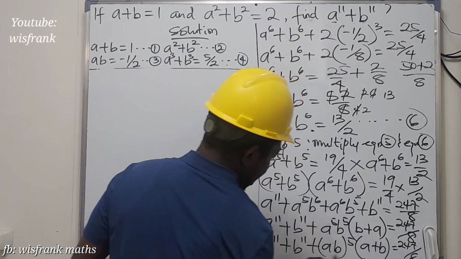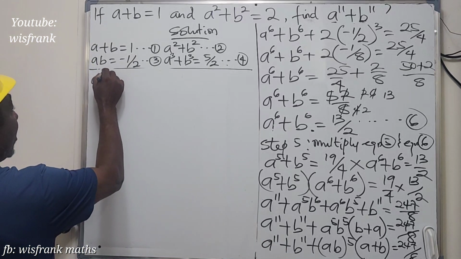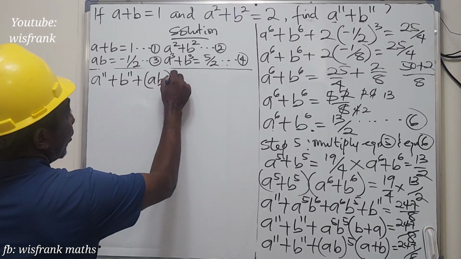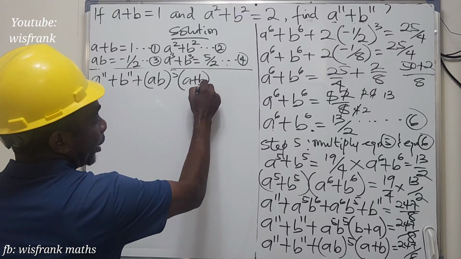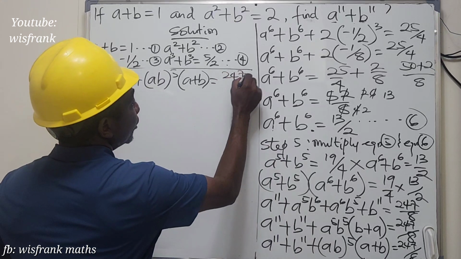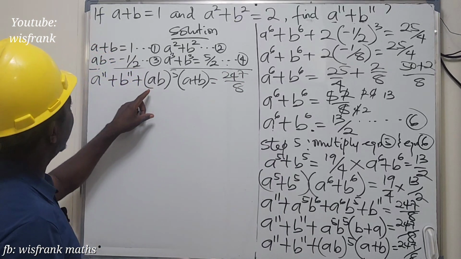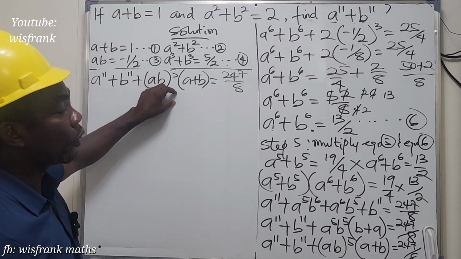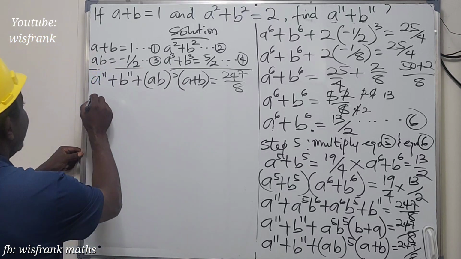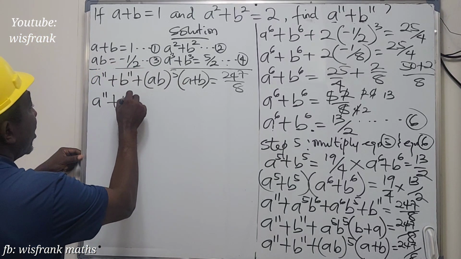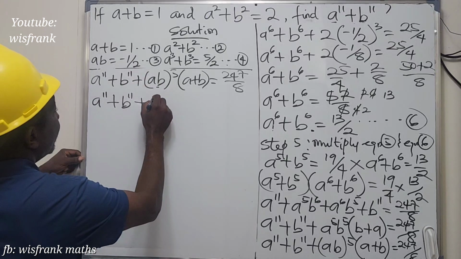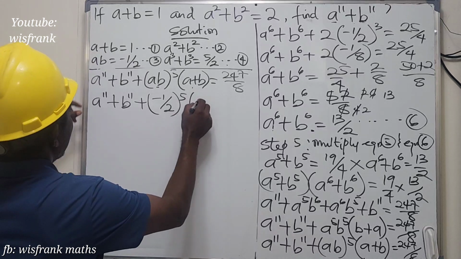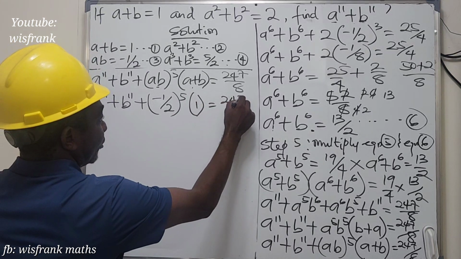So we clean this. Here, we can write this out. So we have a to the power of 11 plus b to the power of 11 plus ab all to the power of 5 into a plus b equals 247 all over 8. So in this case, we recall that our ab is minus 1 all over 2 and our a plus b is 1. So we are going to substitute this into here. So we have a to the power of 11 plus b to the power of 11 plus our ab, which is minus 1 all over 2 all to the power of 5. Then we have our a plus b as 1 equals 247 all over 8.